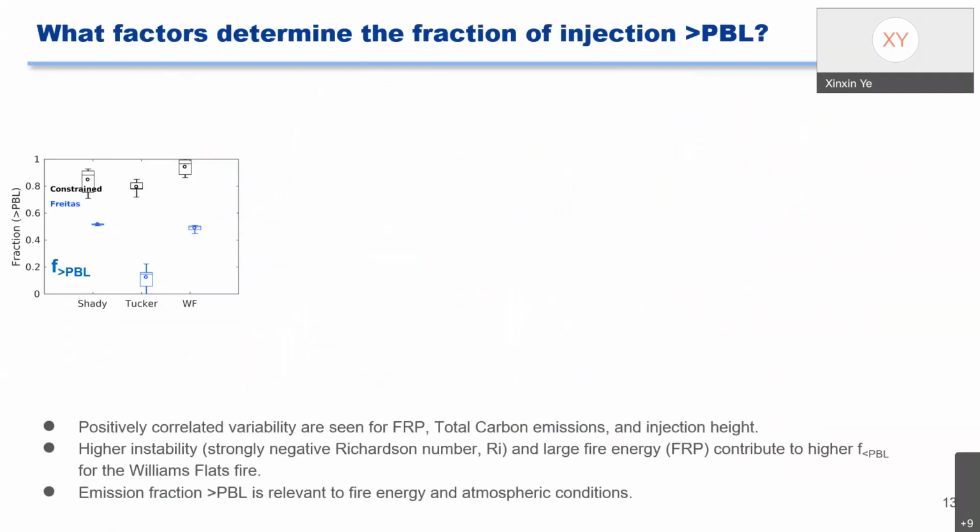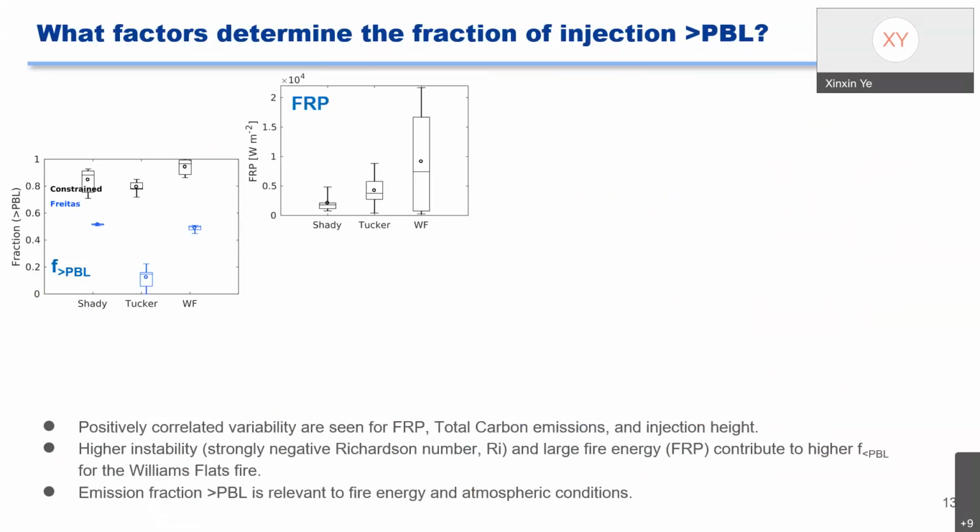Another question we want to explore is what factors are determining the fraction of smoke that is injected above the PBL. On the left side, I show a summary box whisker plot showing the distribution of the hourly injection fraction for the constraint result and the FIREX result. Again, we can see that for the Shady fire and Tucker fire, the fraction is lower than 90%, and for the Williams Flats fire, the constrained injection fraction is much higher, and it can reach nearly 90%.